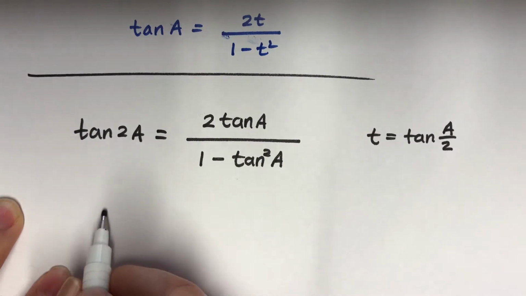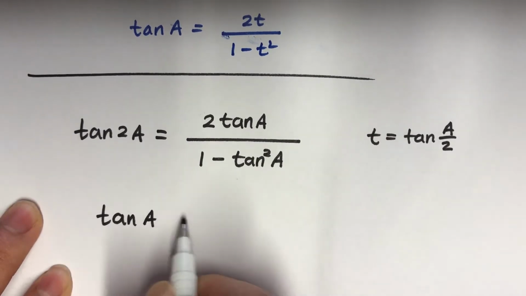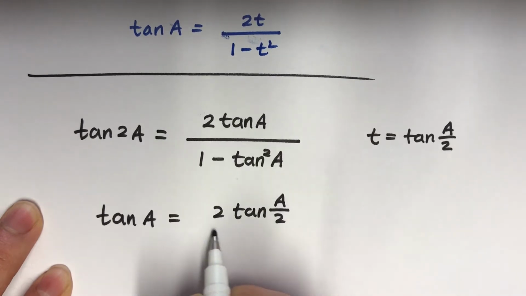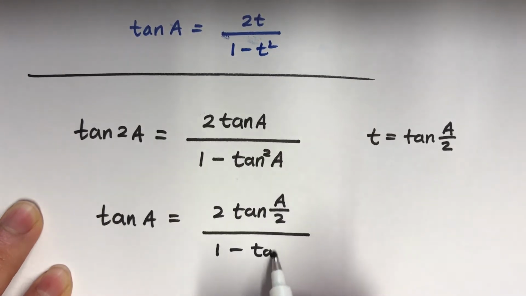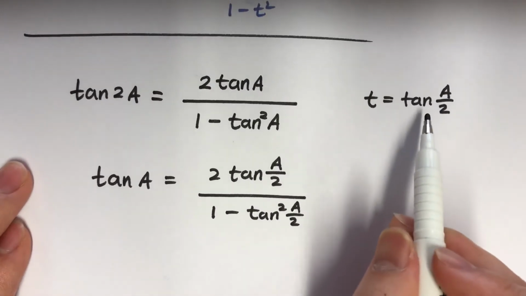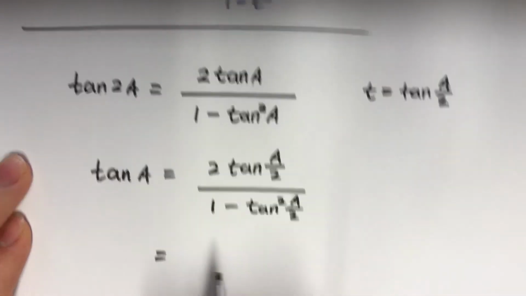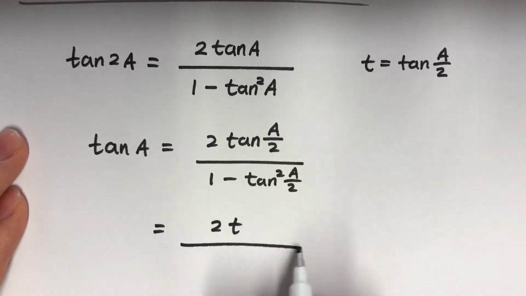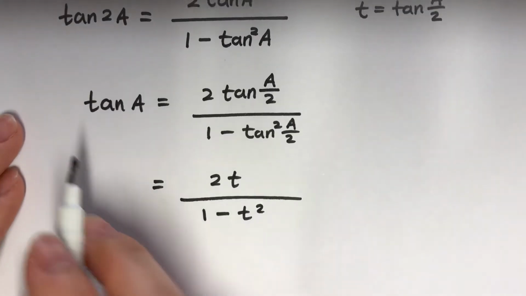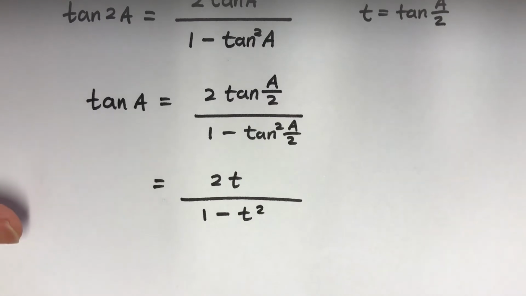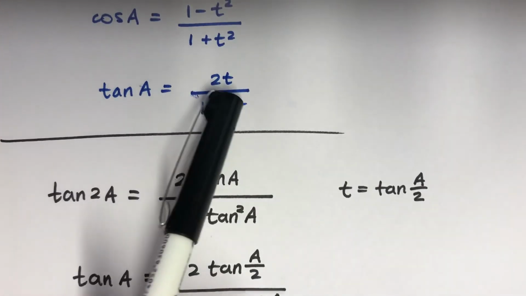So I'm going to do tan a, if I divide it by 2, 2 tan a over 2, over 1 minus tan square a over 2. Now what I'm going to do is substitute, or replace, this tan a over 2 with a t. So if I do that, I will get 2t over 1 minus t squared. Okay, so that's my formula for tan. Tan is 2t over 1 minus t squared. So that's exactly what I've got there.